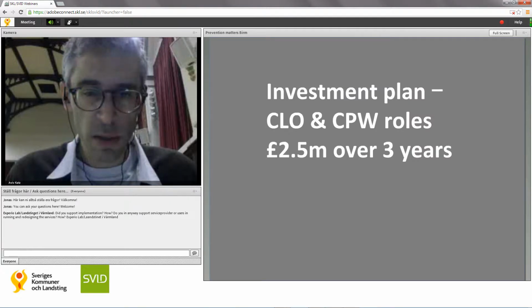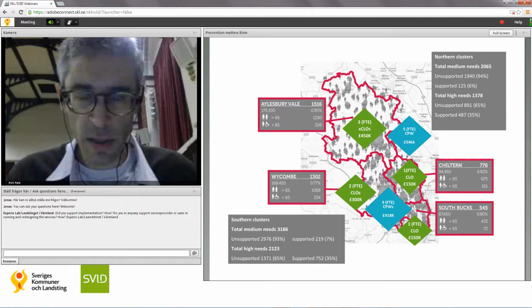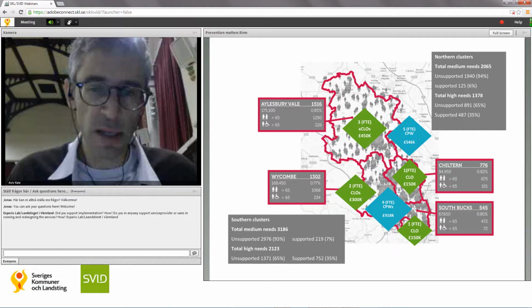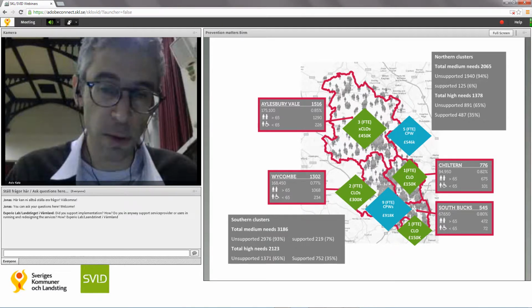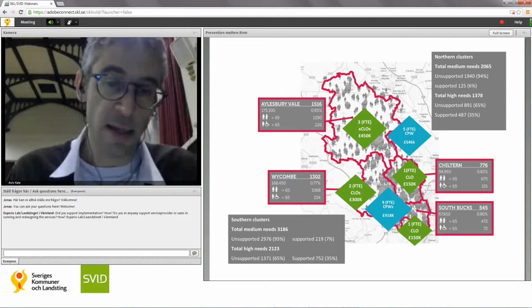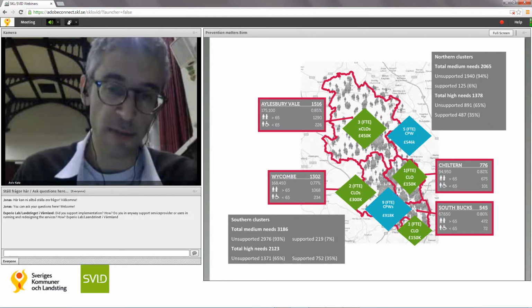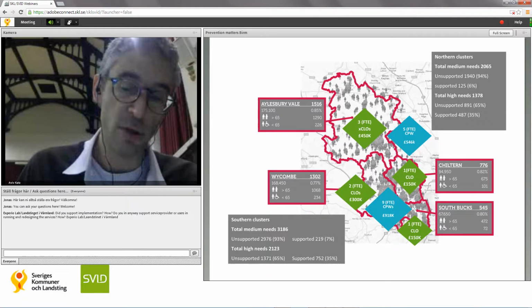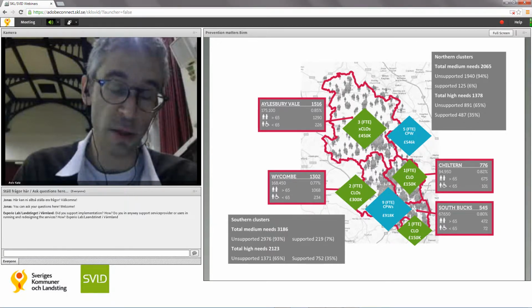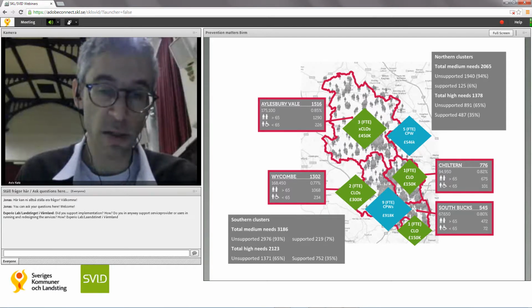We'll skip through this. I've talked about the investments. This slide just indicates that the way that the roles have been deployed is based on the needs analysis. So looking at this map, we identified where these 7,000 people live and therefore have made sure that we locate the new roles and the new services nearest to where they are.